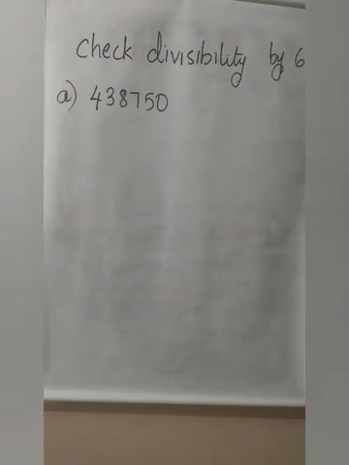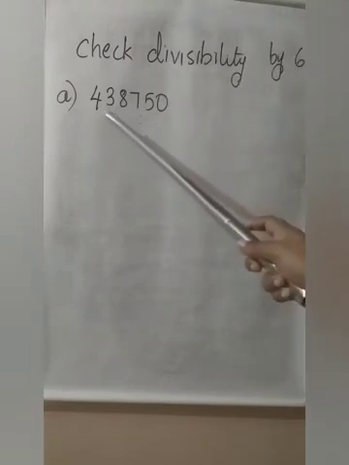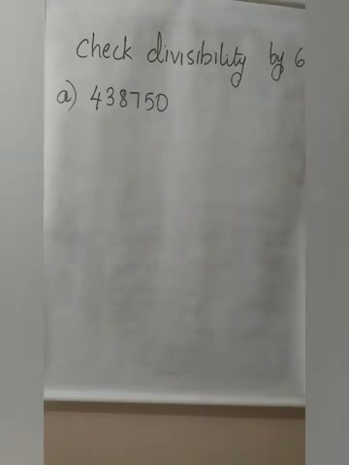Check divisibility by 6. The number is 4,38,750. We need to check this number is divisible by 6. For that, we need to check whether this number is divisible by 2 and divisible by 3. You know the divisibility rule of 2 and 3. What is the divisibility rule of 2? How can we say a number is divisible by 2? Yes, if the given number is an even number, then the number is divisible by 2.